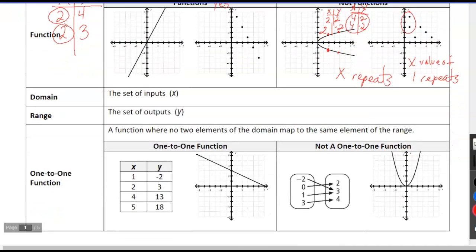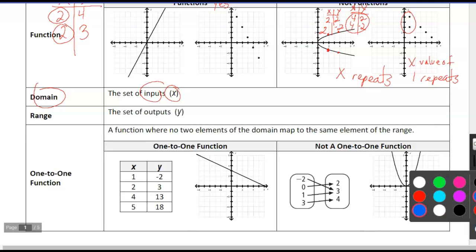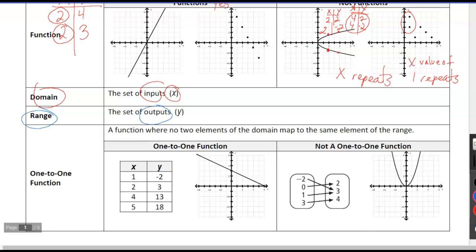All right, a couple more vocab words before we go to some examples. So our domain is a set of inputs that we call x. So look at all these things that go together. Domain, inputs, x, and then range, outputs, and y. They all can kind of be used interchangeably. And you'll see them used in different scenarios, and just know that they're all the same.